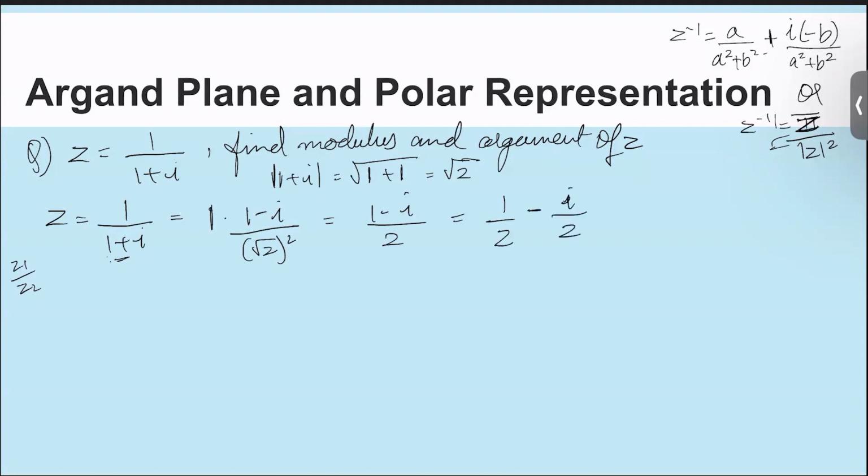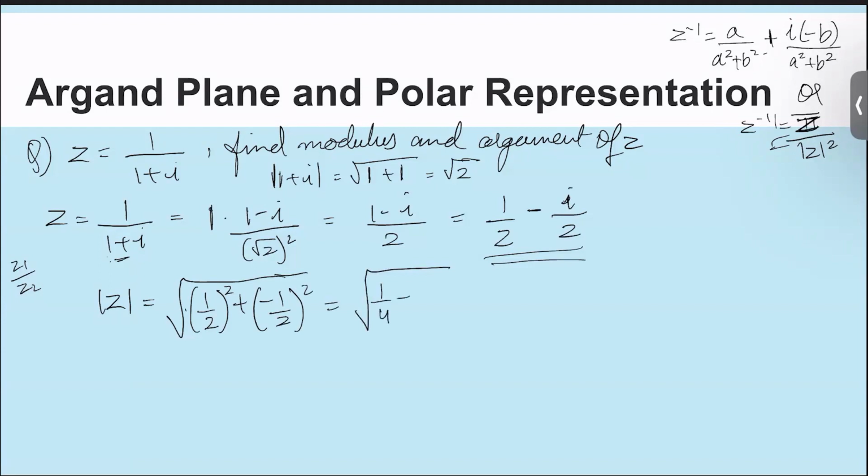Now we have to find the modulus of this. So the mod of z will be the root of 1 by 2 squared plus minus 1 by 2 squared. Then you will get this as 1 by 4 plus 1 by 4, that is root 2 by 4, and you get 1 by root 2. So this is your mod of z.